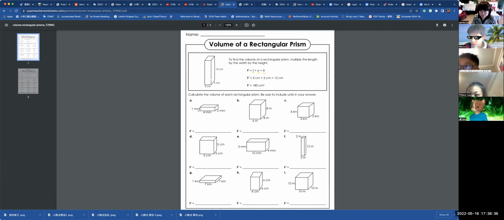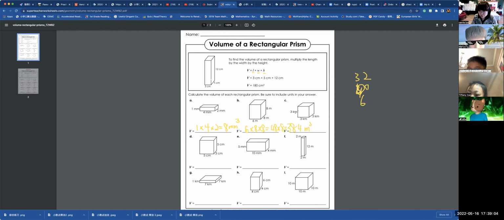For instance, for the first one, 1 times 4 times 2 equals 8. But everybody, I want you to pay attention to the unit, which is millimeter cube. Correct, so for this one, 6 times 8 equals 48, times 8 equals 384 meters cube.